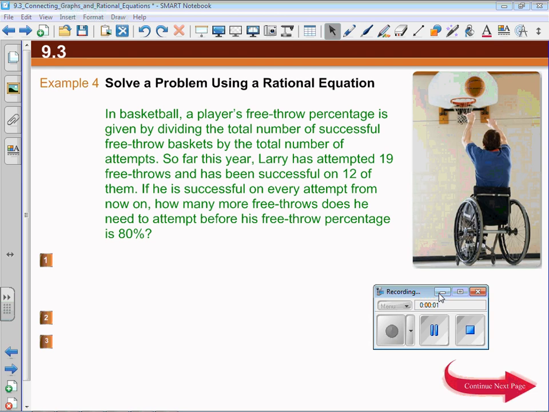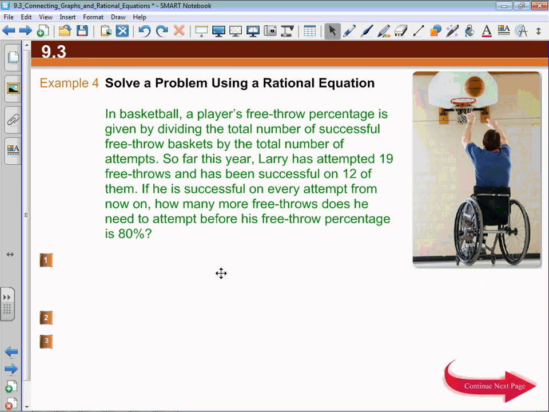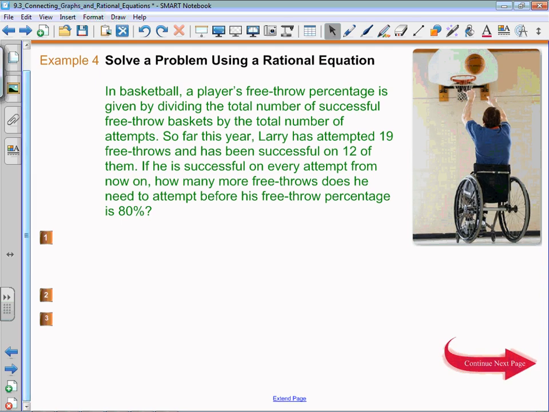Example 4 for 9.3 in Math 30-1 is a pretty typical application of a rational equation, which is an average, or in this case, a shot percentage, which is the average number of successes. So it says that Larry has attempted 19 free throws and been successful on 12 of them. And then if he's successful on every attempt from now on, however he figured that out, how many more free throws does he need to attempt before?